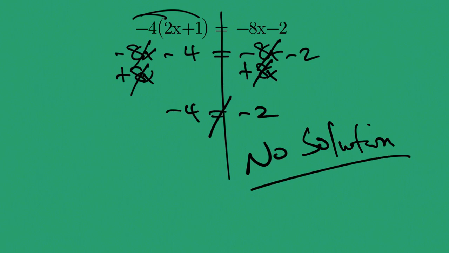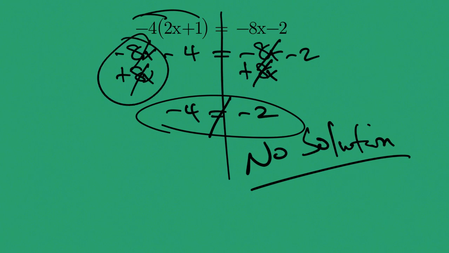So again, variables cancel out. I want to look at my leftover statement. If my leftover statement is false, then I have no solution. There is no possible number or numbers that I can put into this equation for x that will cause it to be true. But again, here's the key right here. Variables cancel out. That's kind of the big key to all this. If the leftovers are false, no solution.